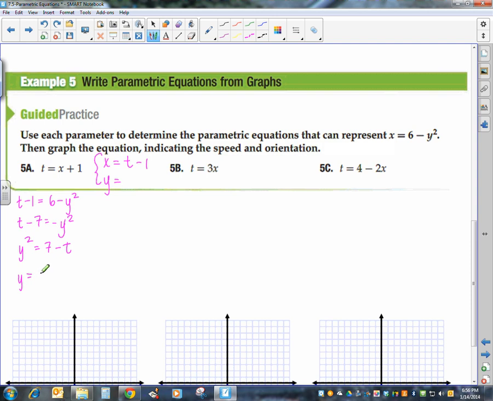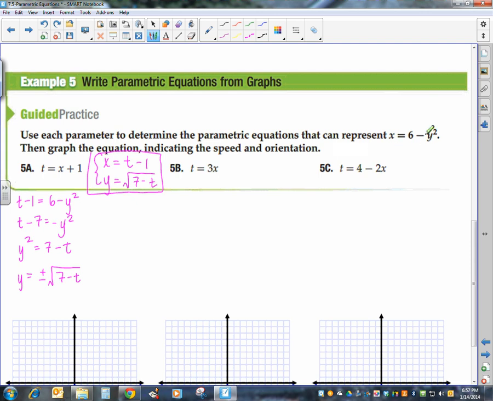Y equals, now when you solve that, that is plus or minus the square root of 7 minus t. But hopefully you realize that's not a function, okay? Because if I have two different y values for the same x or t, then it's not a function anymore. So when we define it in our parametric equations, we're only going to use the positive. So we're going to have the square root of 7 minus t. So these are my parametric equations that, given t equals x plus 1, go along with this rectangular equation.